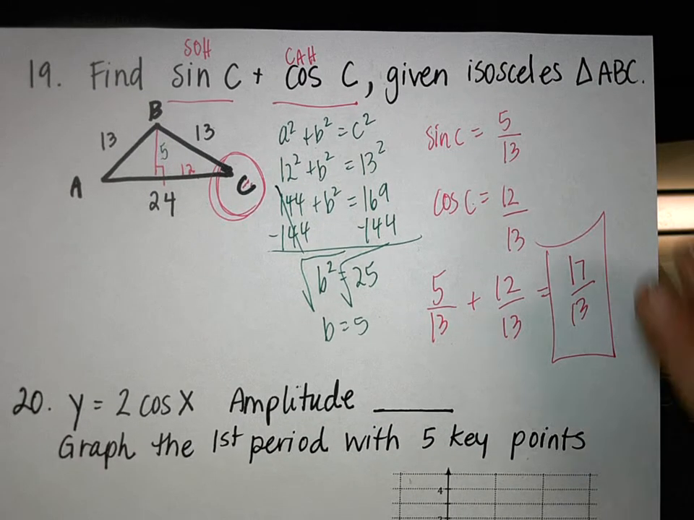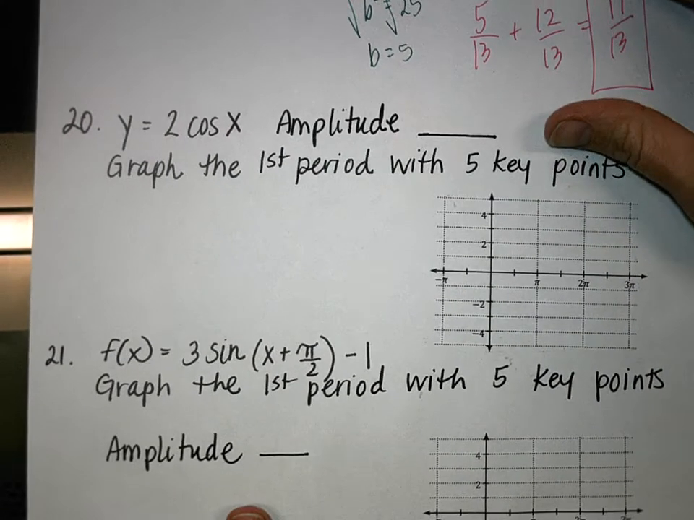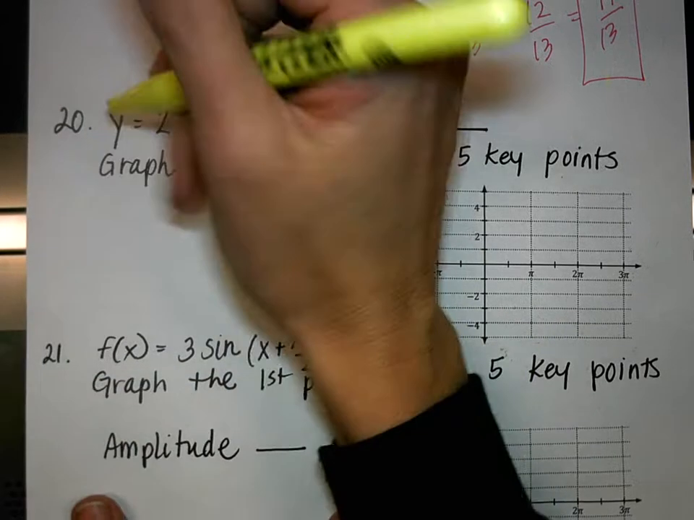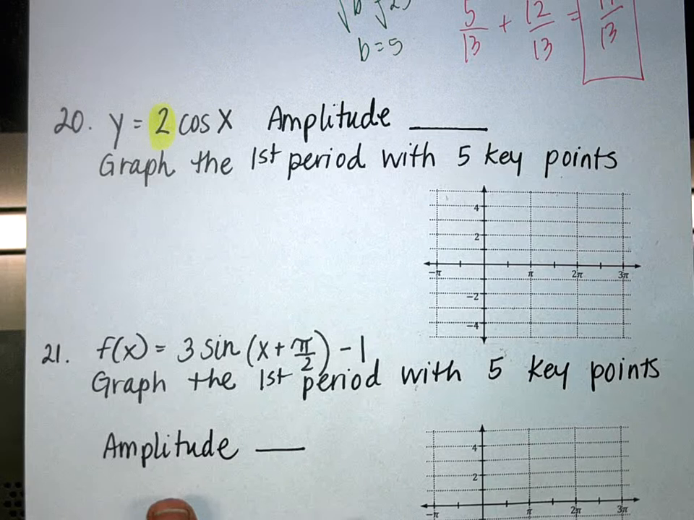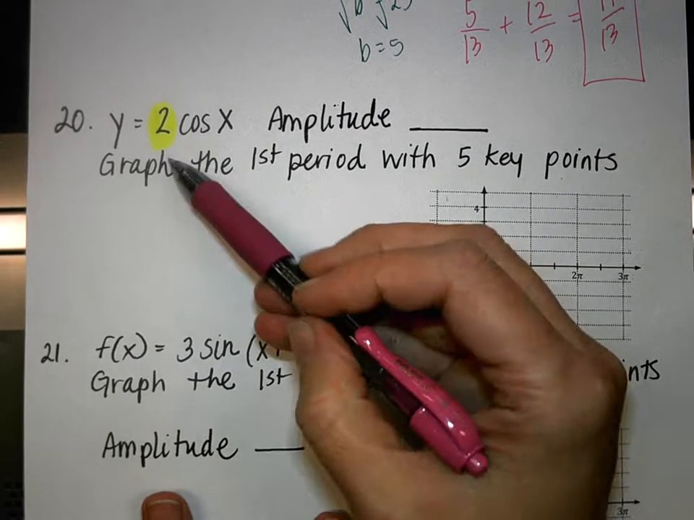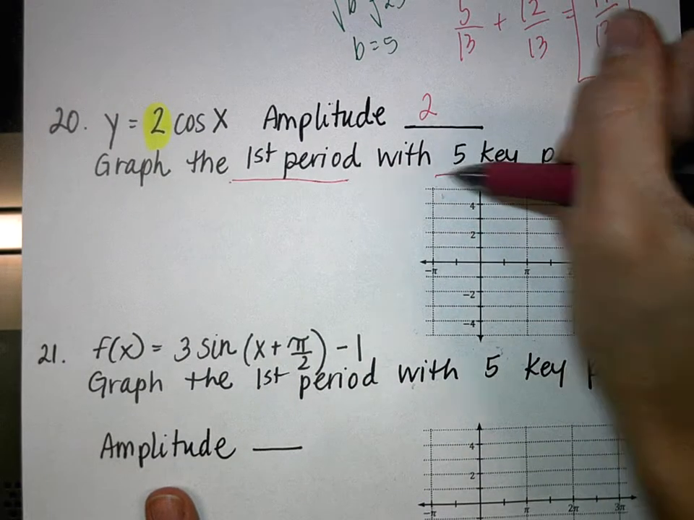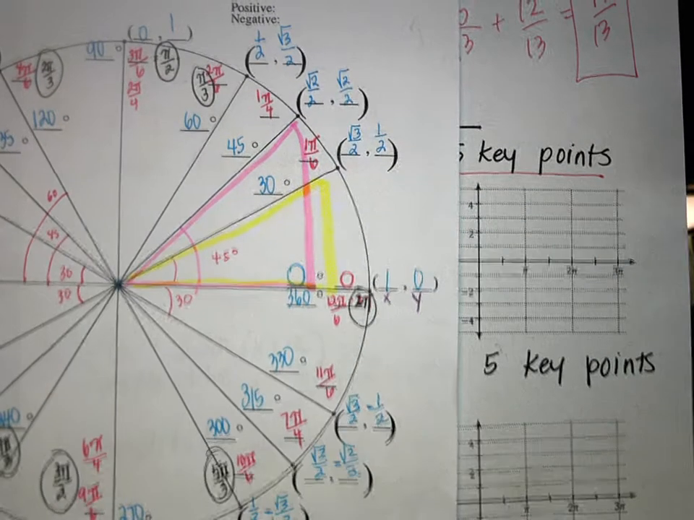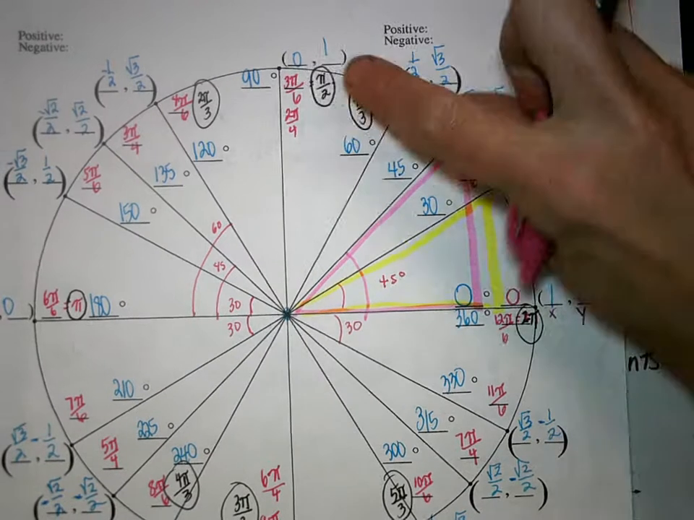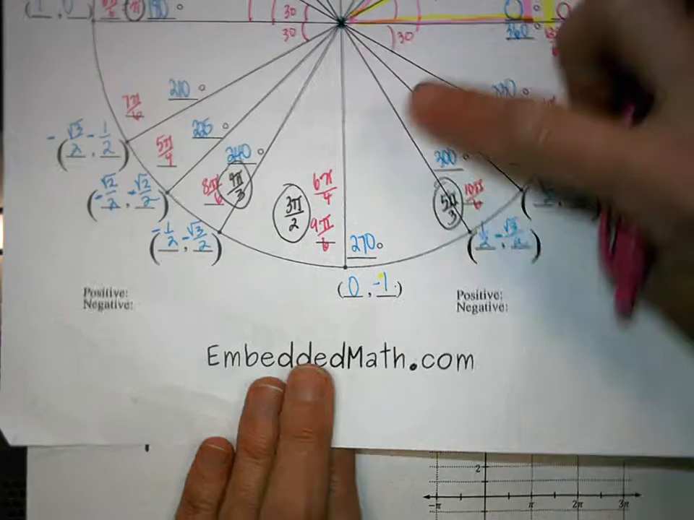Okay, the last two that we're going to do are graphing. Starting with cosine, we are going to graph y equals 2 cosine of x. The only thing that we really have to worry about on this one is the amplitude, and the amplitude we know is 2. We need to only graph the first period with our 5 key points. So if we need to, we can look at our unit circle, and we know that cosine is 0 at pi over 2, and also 3 pi over 2.